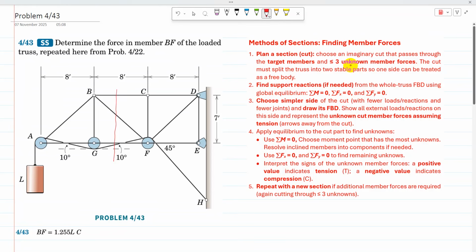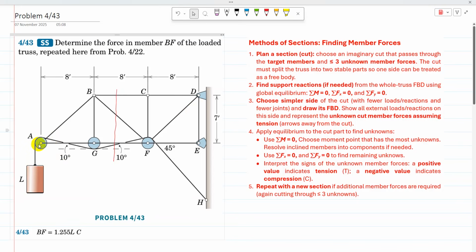The next step is to find support reactions if needed. If I select the left part, the load is given, so there is no need to find reactions. If I select the right part of the cut section, then two supports are there, so I would need to find support reactions. So this analysis can be performed without finding support reactions.